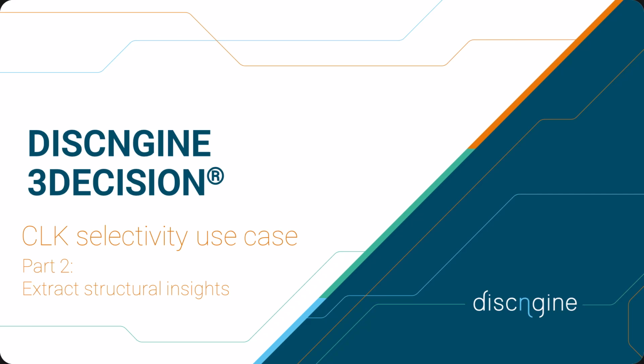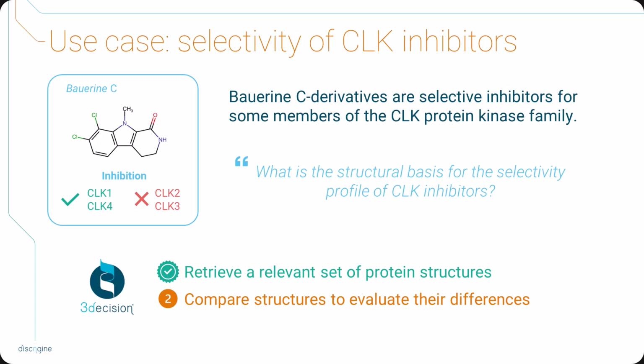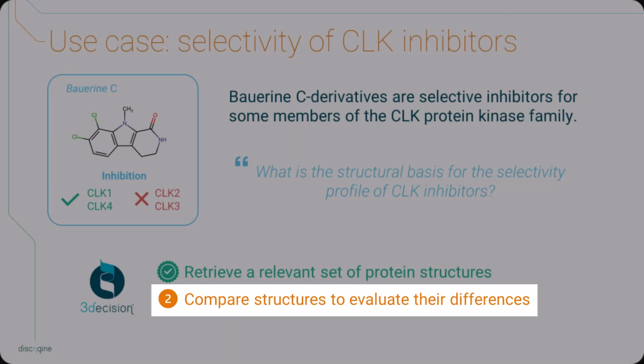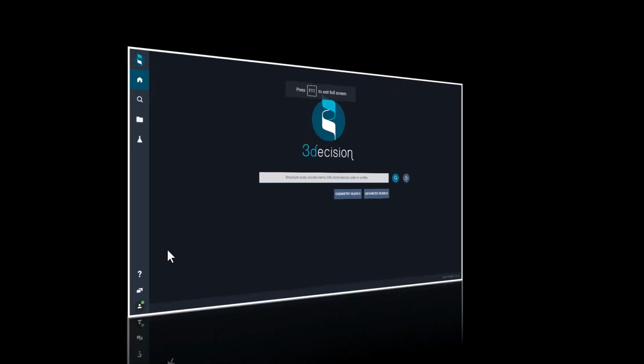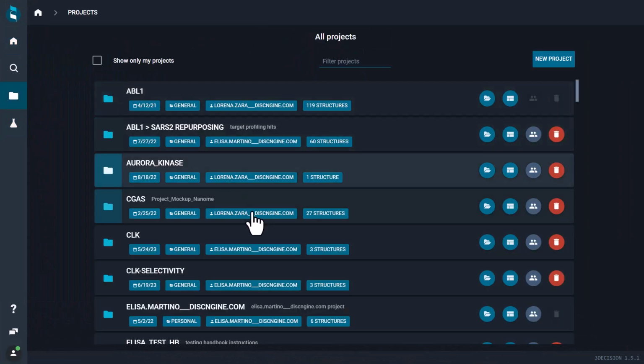Welcome to the video tutorial about how to extract structural insights using 3-decision, based on the CLK selectivity use case. In our previous video, we showed how to easily generate a dataset containing the relevant structures for our use case. In this video, we are going to compare the structures that we collected to understand the structural basis of the selectivity among the CLK family. We can restart the use case from the collection of structures stored in our project.